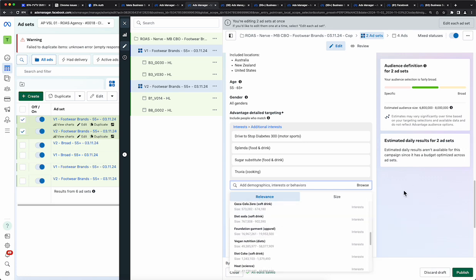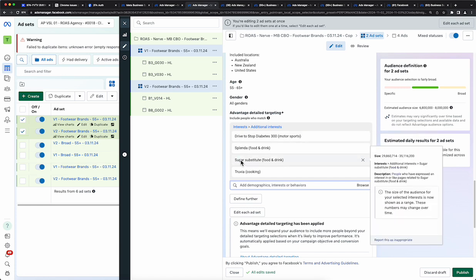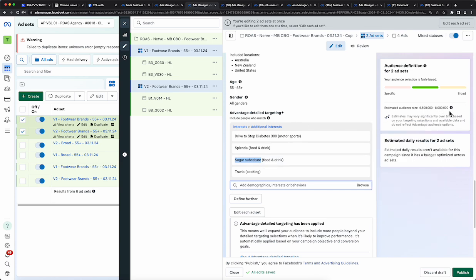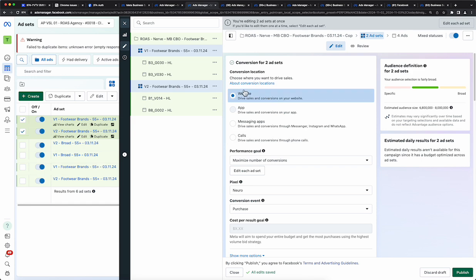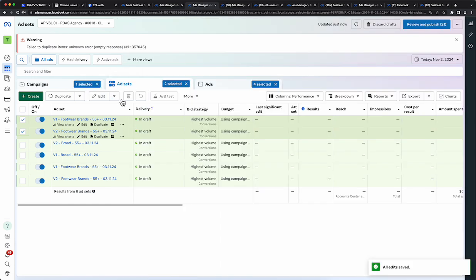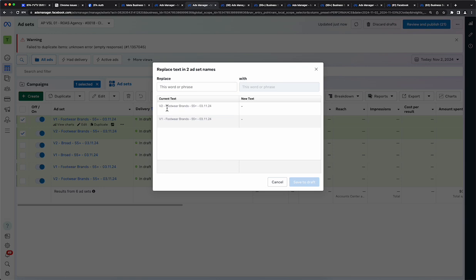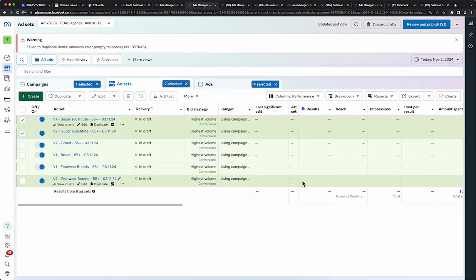All right, I'm going to leave it at that. I can't really see anything else. And I'm going to take sugar substitute. I know I'm going to leave drive to stop diabetes in there, but it's not really changed the audience size too much. And then we're going to go and replace footwear brands with sugar substitute.